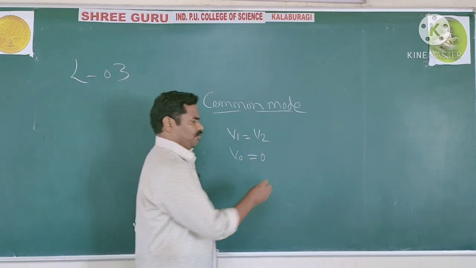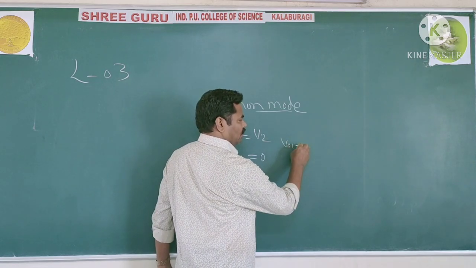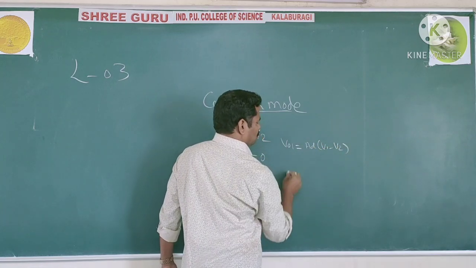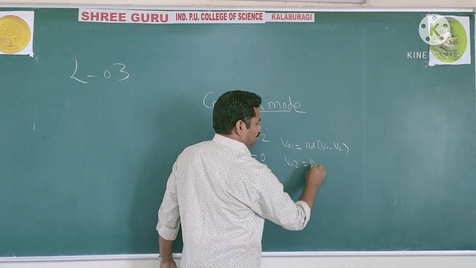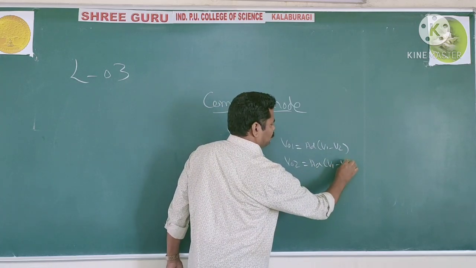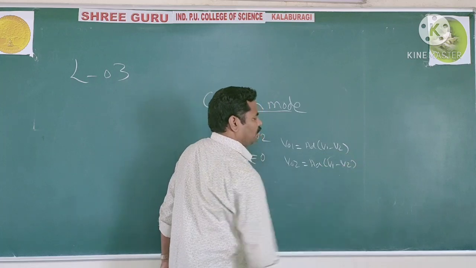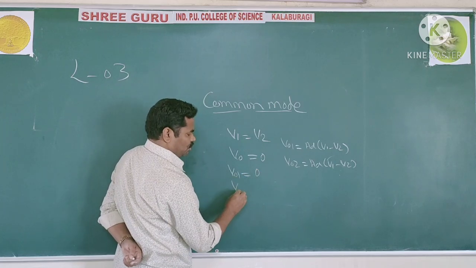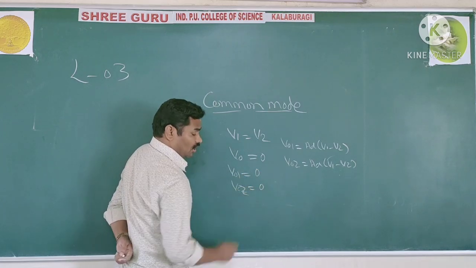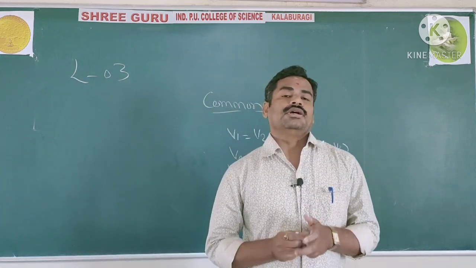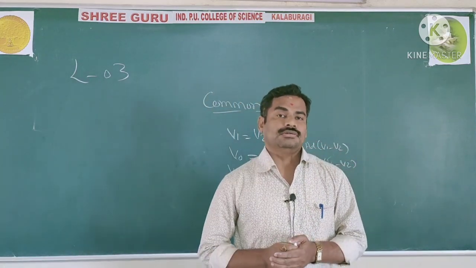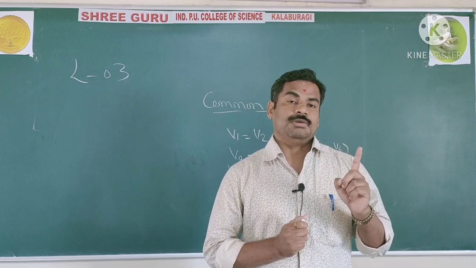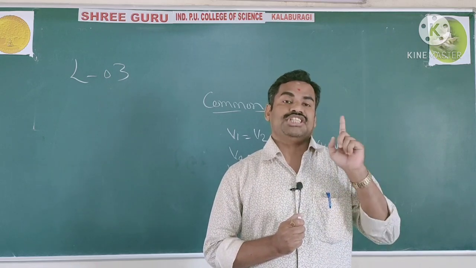As we know, V01 equals AD into V1 minus V2, or we can write V02 equals AD into V1 minus V2. Here the overall input is 0. That's what happens: V01 is also 0 and V02 is also 0. And as we know already, in your differential amplifier you are using two transistors at the same time.